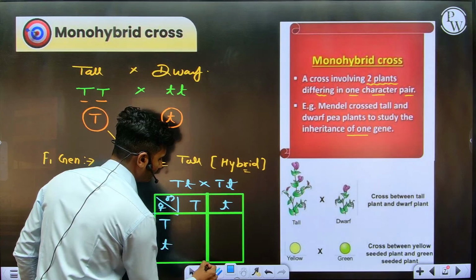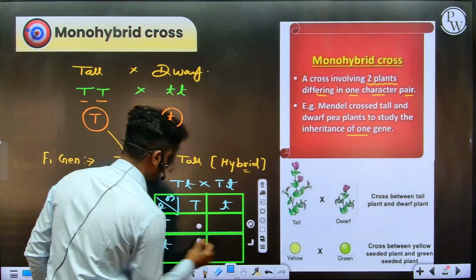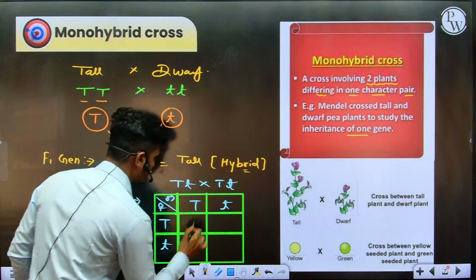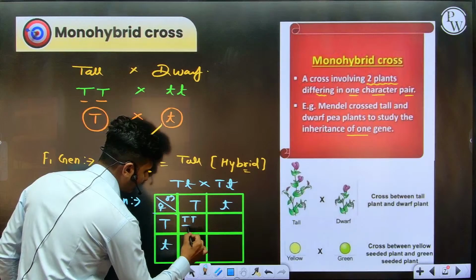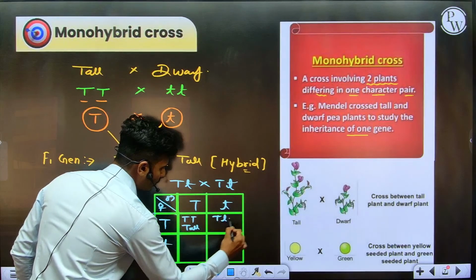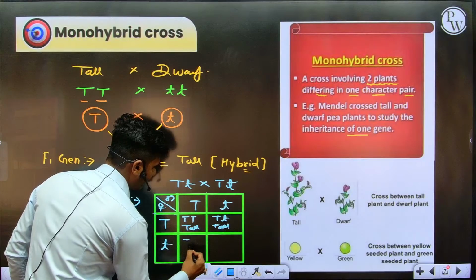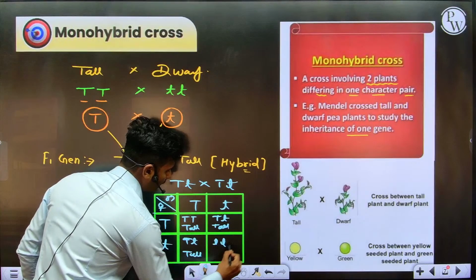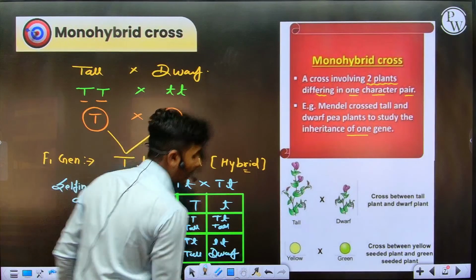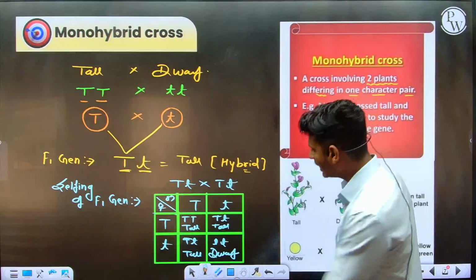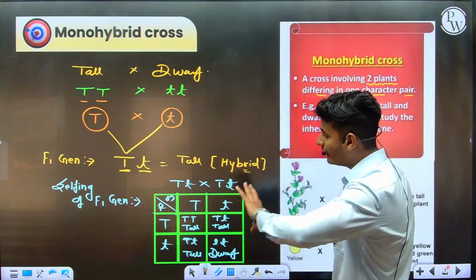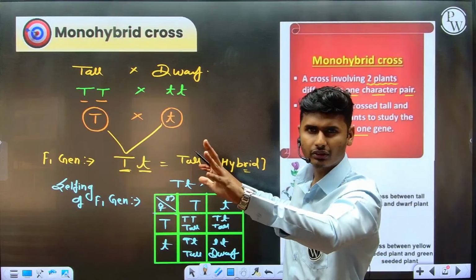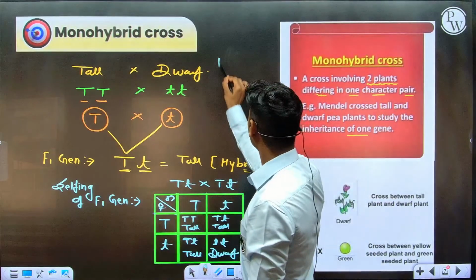Capital T small t, in first, here I have to complete this table. In the first part, here capital T, characteristic is tall. Capital T small t, characteristic is tall. Capital T small t, characteristic is tall. Small t, characteristic is dwarf. Now, understood the thing. There are 3 tall plants and 1 dwarf. When we observe these plants based on appearance, that is the phenotypic ratio.